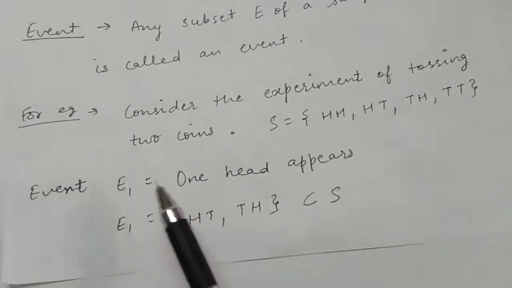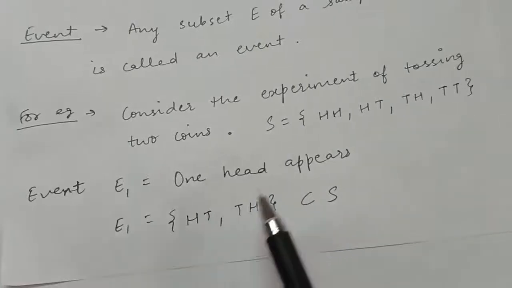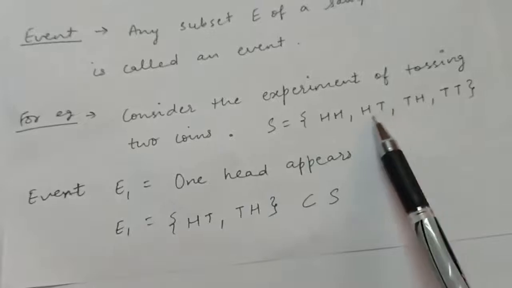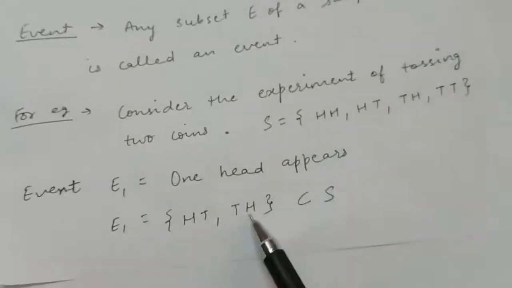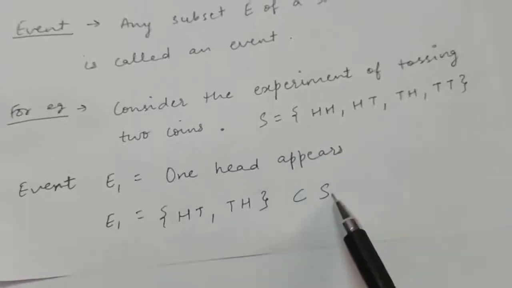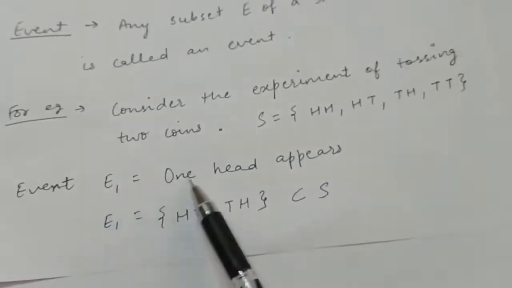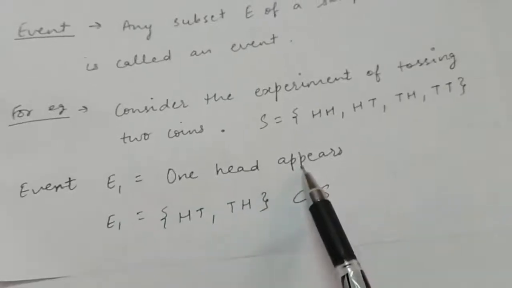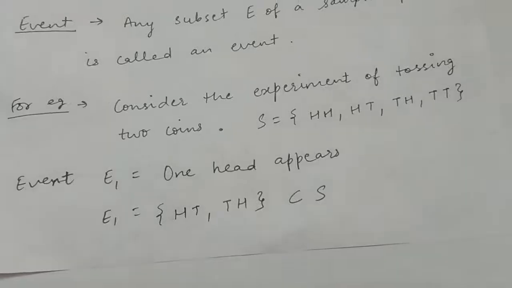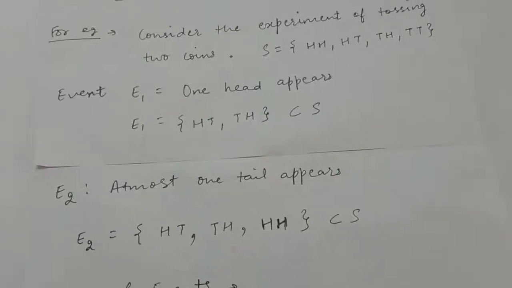That is, one head appears. This case includes two outcomes. One head appears, that is the outcomes HT and TH, which you can clearly see is a subset of the sample space. So we will say that this E1, that is one head appears, is an event of the experiment tossing two coins, right?